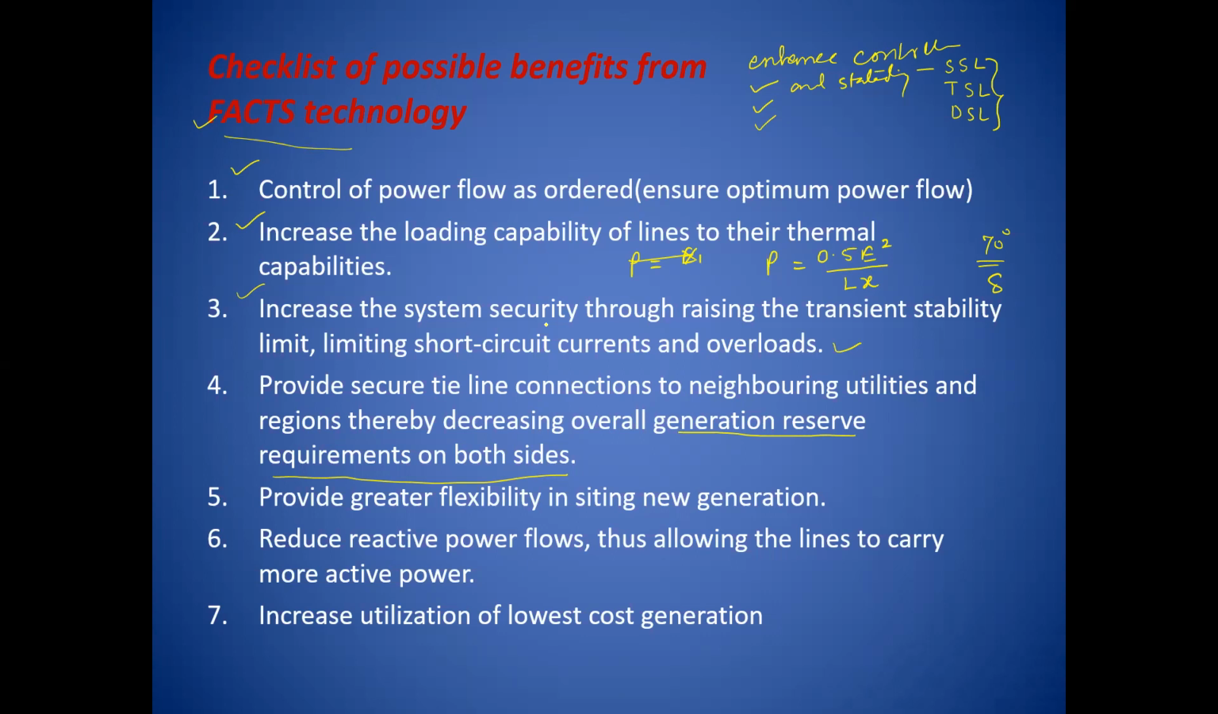So these power plants are at a long distance from each other, and by using FACTS devices, it is possible to make the connection between neighboring utilities, that is neighboring generating stations nearby or some distance away, which will reduce the reserve capacity or reserve requirements.